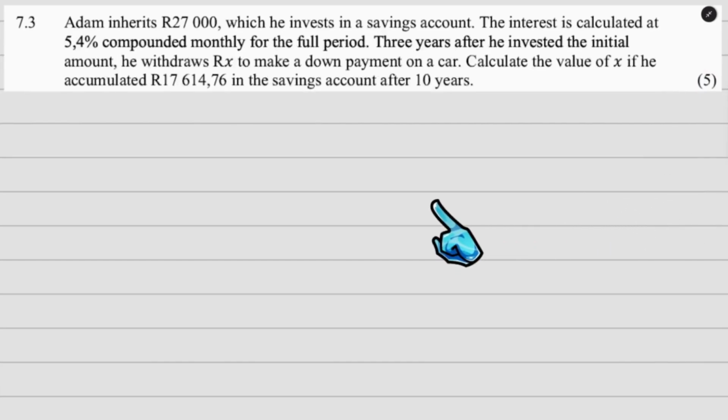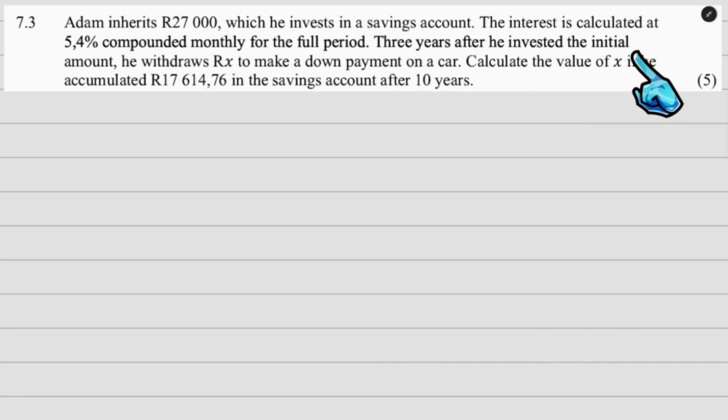And the last question in 7.3 is quite a complicated one, but not too bad. Adam inherits 27 grand, which he invests in a savings account. Yes, what a dream. How lucky is Adam? The interest is calculated at 5.4% compounded monthly for the full period.